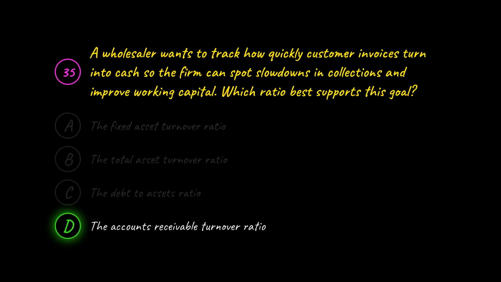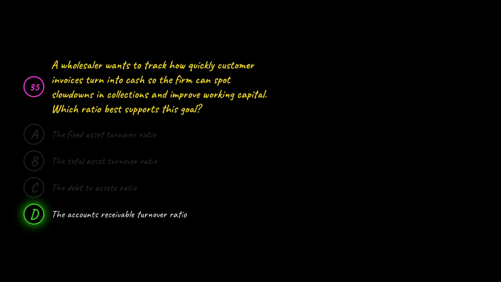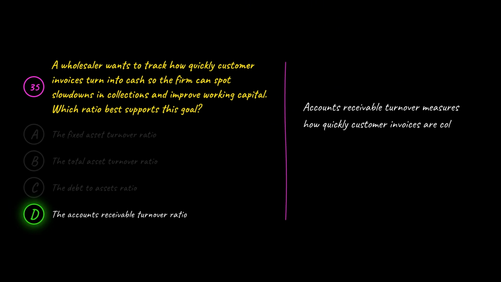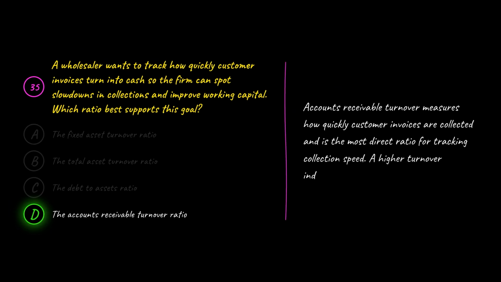The correct answer is D, the accounts receivable turnover ratio. D is correct because accounts receivable turnover measures how quickly customer invoices are collected and is the most direct ratio for tracking collection speed. A higher turnover indicates faster collections, which improves working capital.